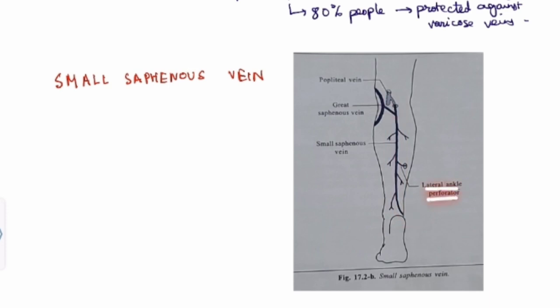This is my lateral ankle perforator that we were talking about previously. It may join the small saphenous vein or it may join the great saphenous vein. That's why it was not shown in the earlier picture. I hope the confusion is clear now. So what we can do is talk about its course first.